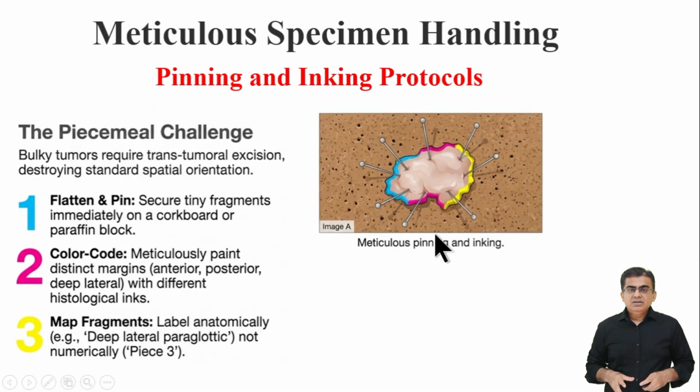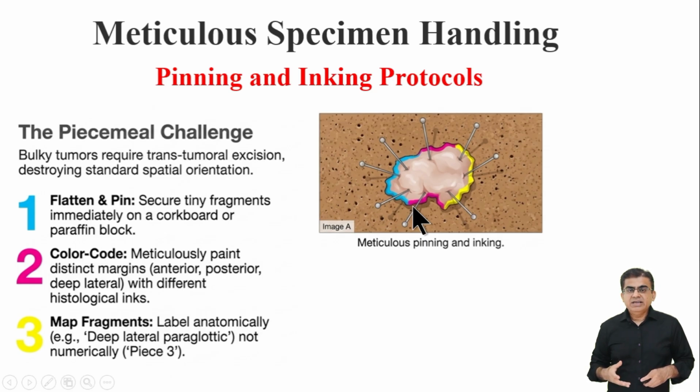Next, look at step 2 and the picture labeled image A. You must meticulously color code the distinct edges of your specimen. You use different colored histological inks to clearly paint the anterior, posterior and deep lateral margins.